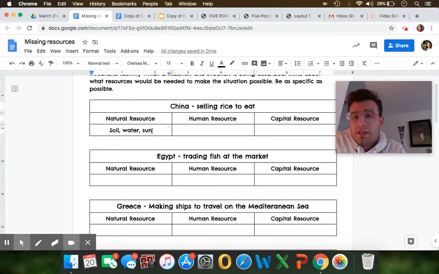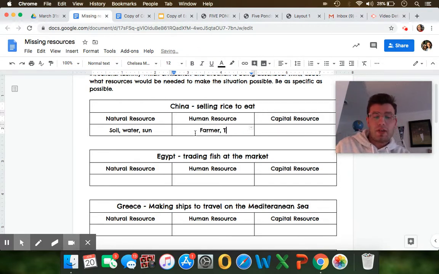Let's move on to the human resource. I know a couple humans involved in this process. I know one human would have to actually grow the rice, and that human would be a farmer. But maybe the farmer isn't the person who's trading it or selling it. Maybe we would need a trader to do the trading for the farmer.